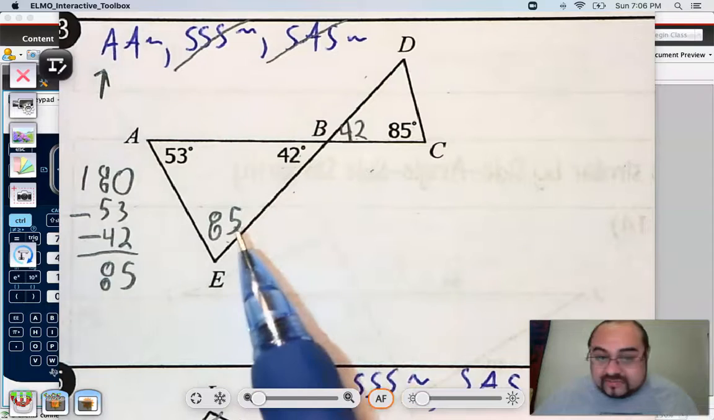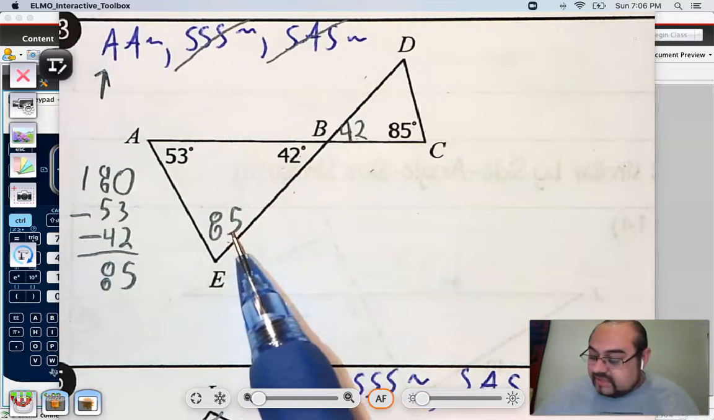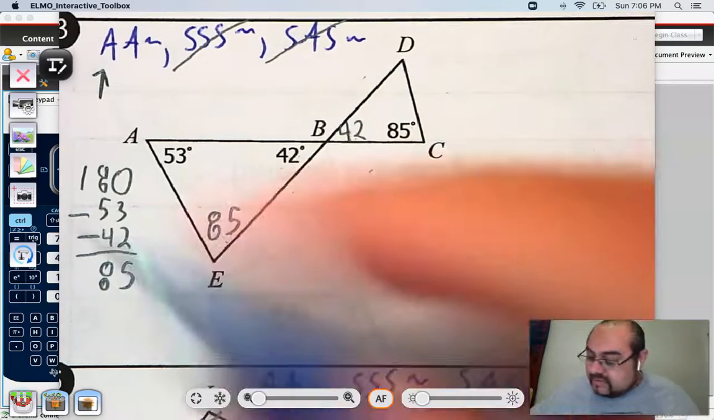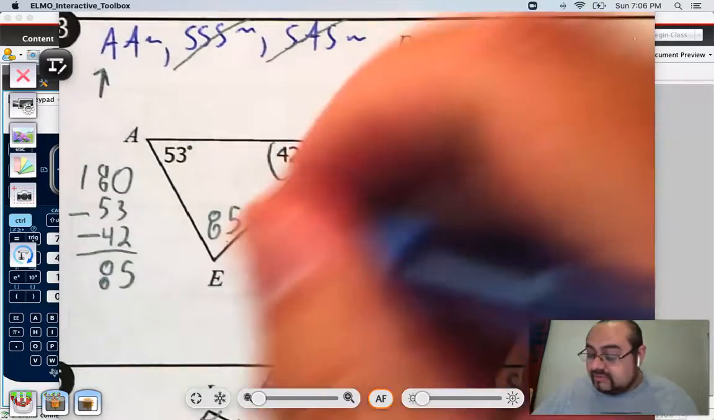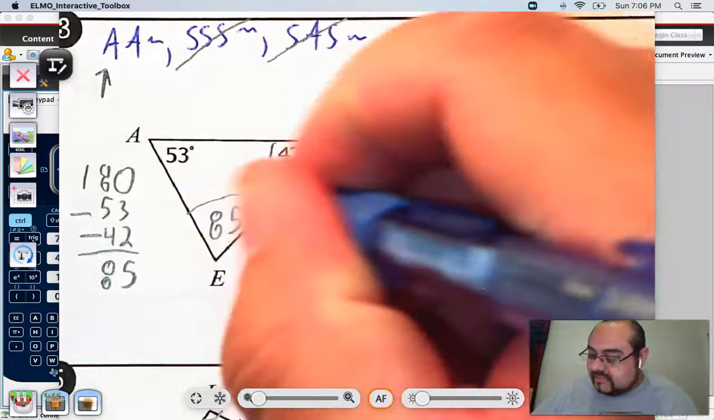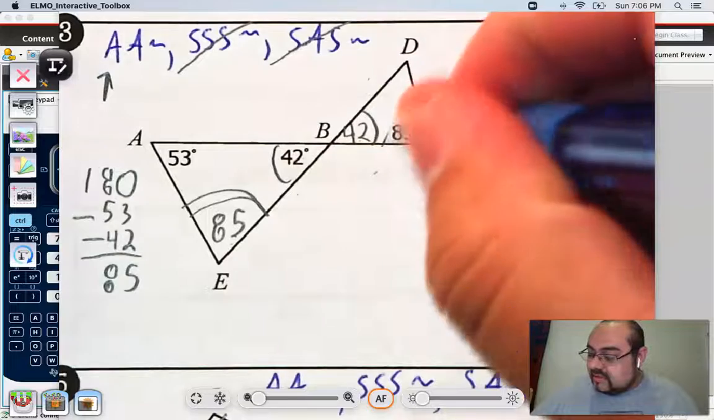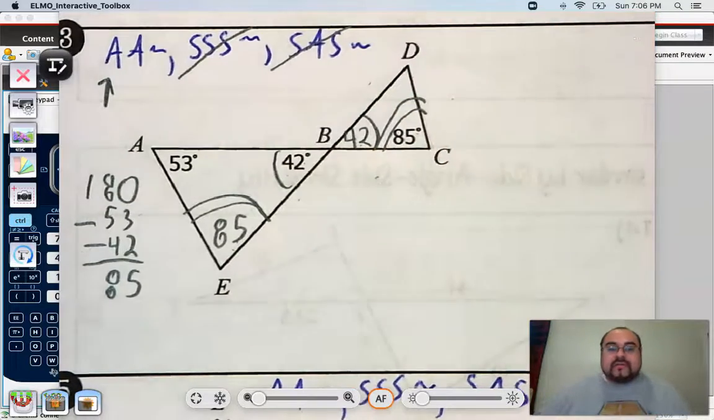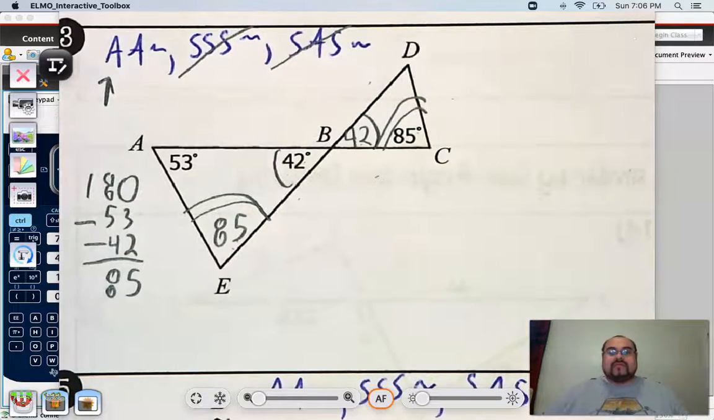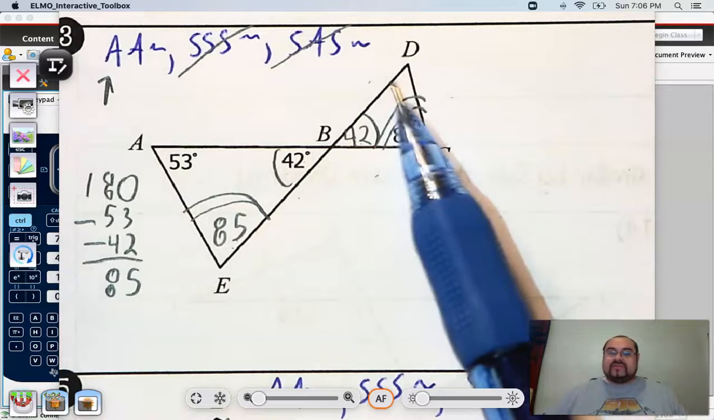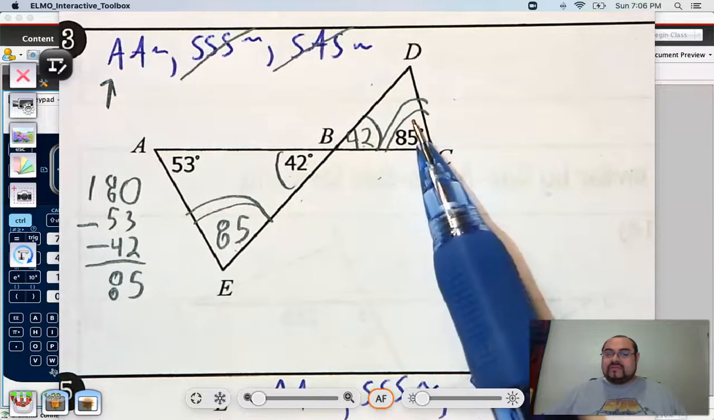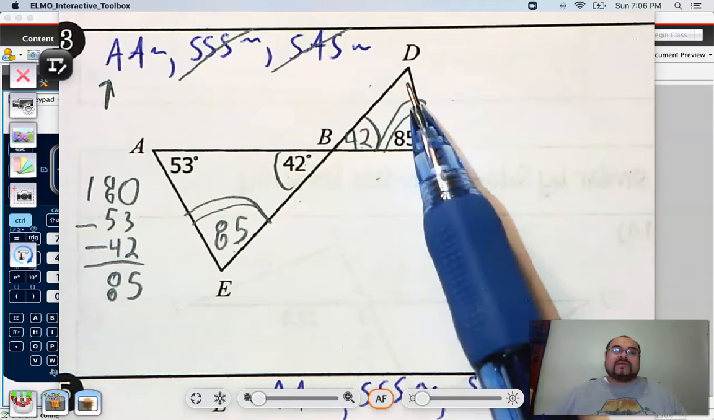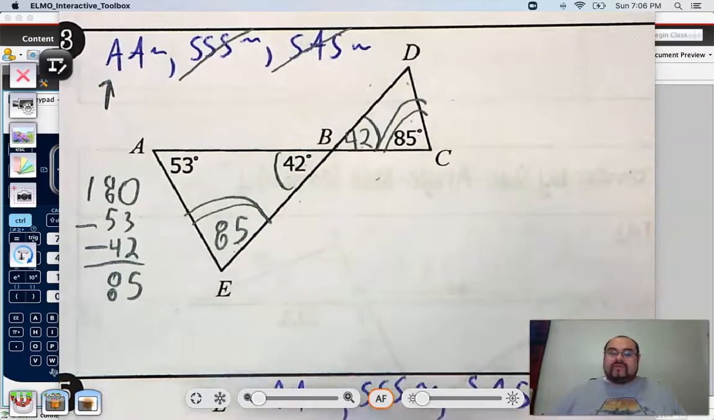And we can kind of stop. Notice there's an 85 here and there's an 85 here. So we have one pair of angles that are congruent, and then we have our second pair of angles that are congruent. Okay, we can stop right there. I don't even have to prove that this was 53. Just by knowing that these two are congruent and these two are congruent, we know that the 53 has to be congruent. There's no other option for this to work.